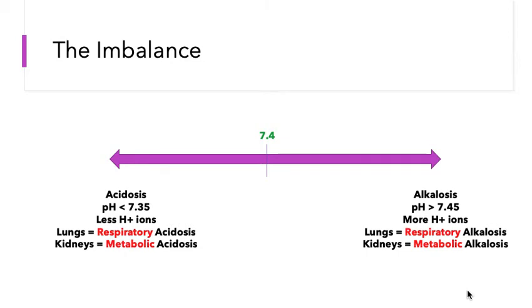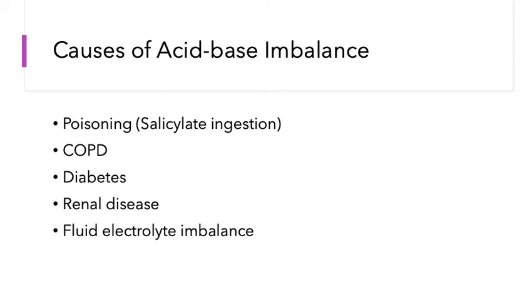At the same time, when we talk about hydrogen ions, there are fewer hydrogen ions when the patient is alkalotic. As I mentioned on this spectrum, as you could see, if it's associated with the lungs, we're going to have what we call respiratory alkalosis. And if it's associated with the kidney, we're going to call it metabolic alkalosis. So, what are the possible causes for all this?